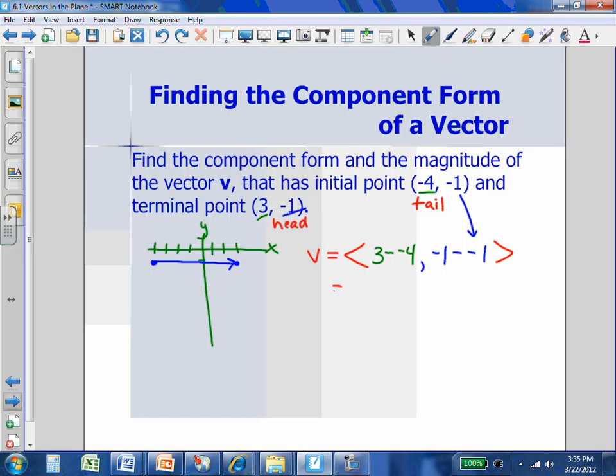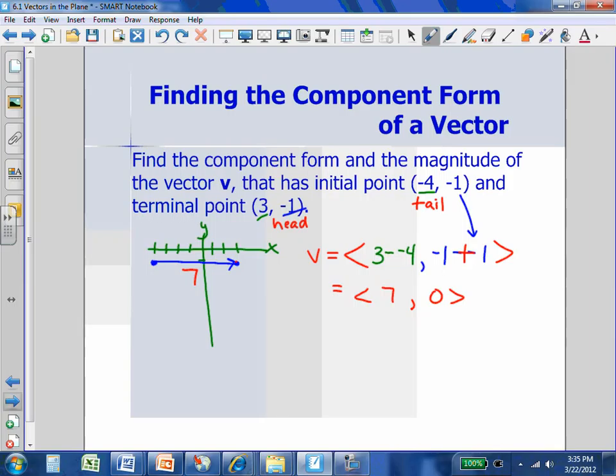So this is the vector (7, 0). And that makes great sense. Its horizontal component is 7. There's 7 units there, and its vertical component is 0. It does not rise at all. So the component form is 7 comma 0, and the magnitude is going to be pretty simple. In fact, we already have it sitting in front of us.